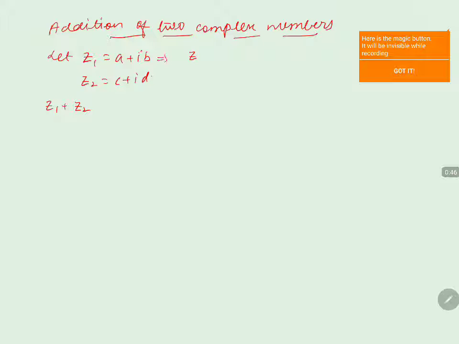Now in this Z1, the real part of Z1 equals A. Similarly, the imaginary part of Z1 equals B. In the second complex number, the real part of Z2 equals C, while the imaginary part of the second complex number equals D.